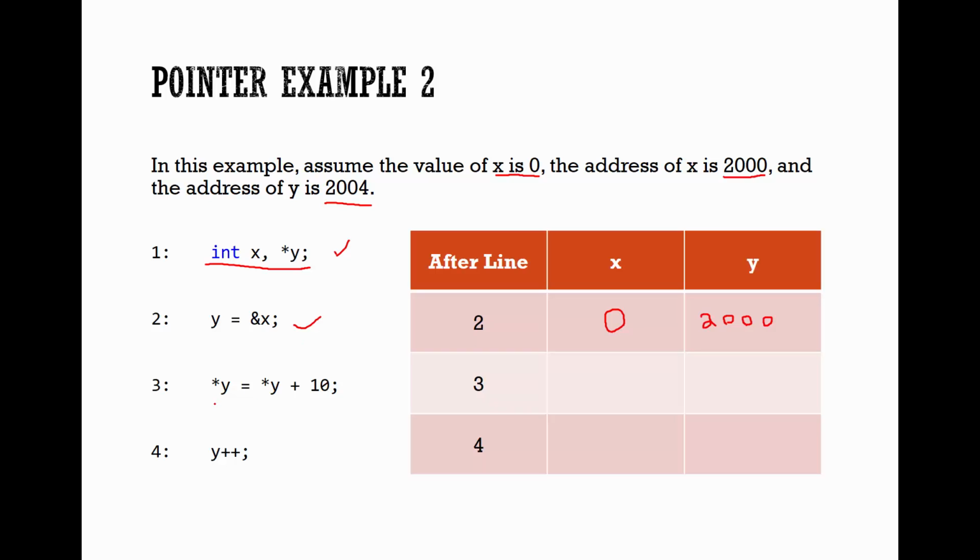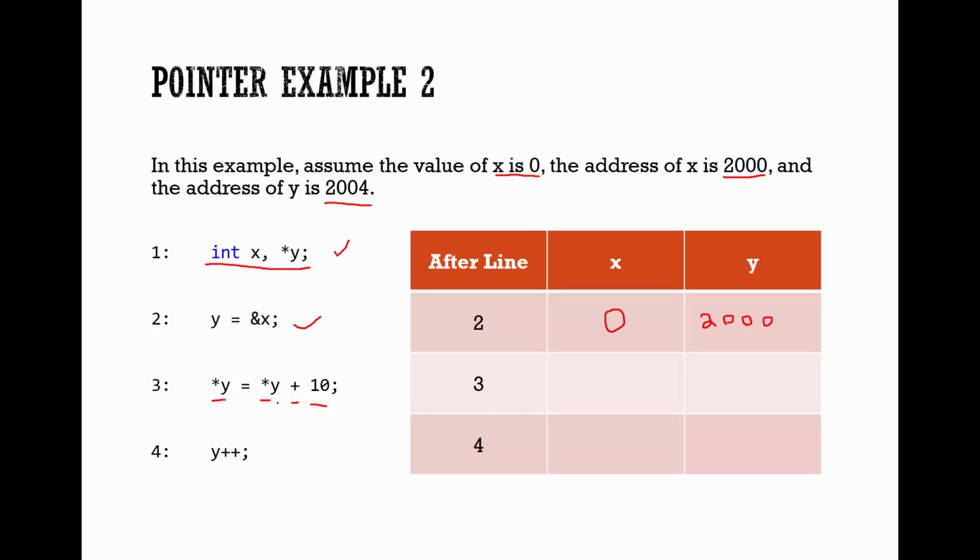Next we have this line over here that goes *y = *y + 10. Now this looks a little bit different than the code we've seen before, but it's very typical for dealing with pointers. Basically, on the right-hand side, *y is saying read something. So it's going to go look at what y is pointing at, which in this case is x, and take out that value.